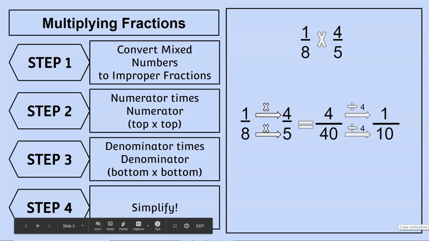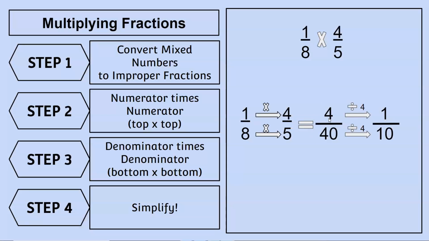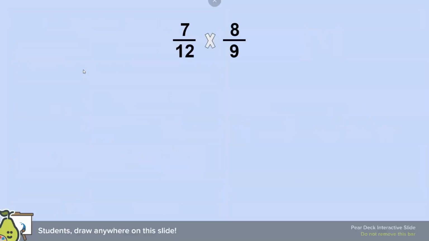So if you notice here, when you are multiplying across, you end up with 4 over 40. And then you can think, okay, wait, I can divide 4 and 40 by 4. So 4 divided by 4 is 1, and 40 divided by 4 is 10. Don't worry, we're going to practice. Practice, practice, practice, because practice makes perfect. Or at least progress.